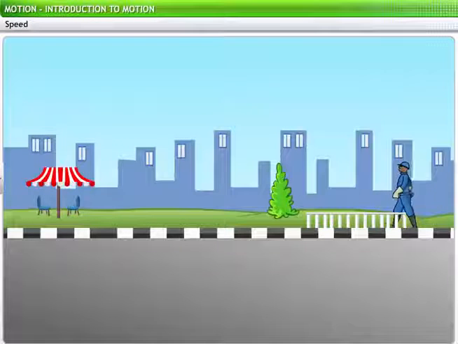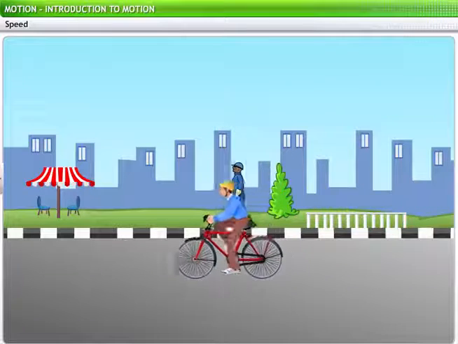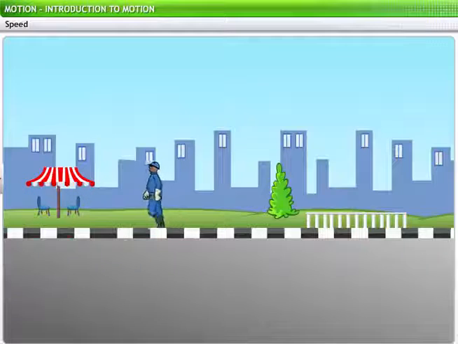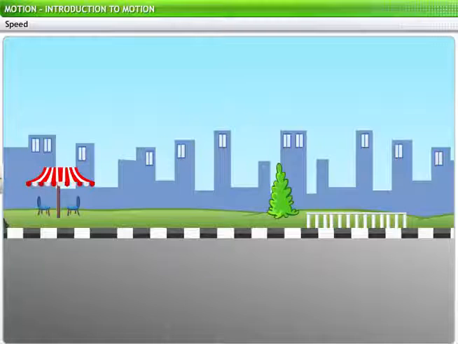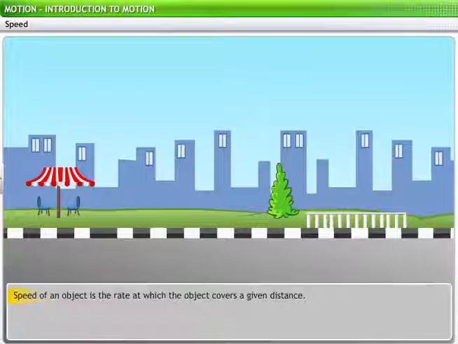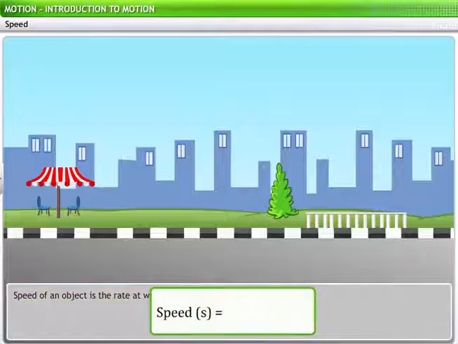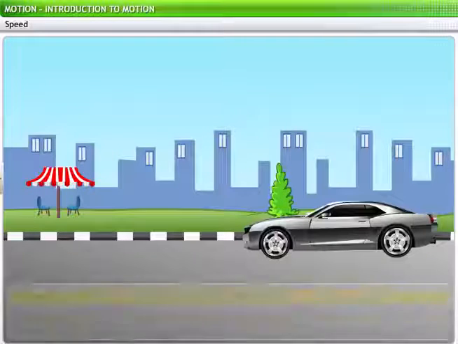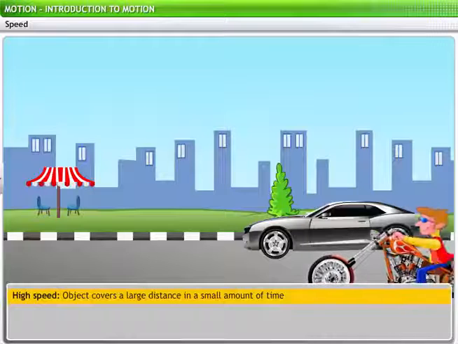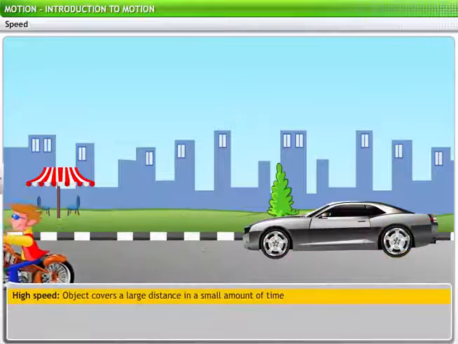Different objects may take different amounts of time to cover a given distance. How fast does a moving object change its position? The answer to this question relates motion to the time taken for the change of position, and that brings us to speed. Speed of an object is the rate at which an object covers a given distance or changes its position. Speed is calculated as a ratio of distance covered to the time taken to cover that distance. Thus, an object that covers a relatively large distance in a short amount of time is moving at a high speed.